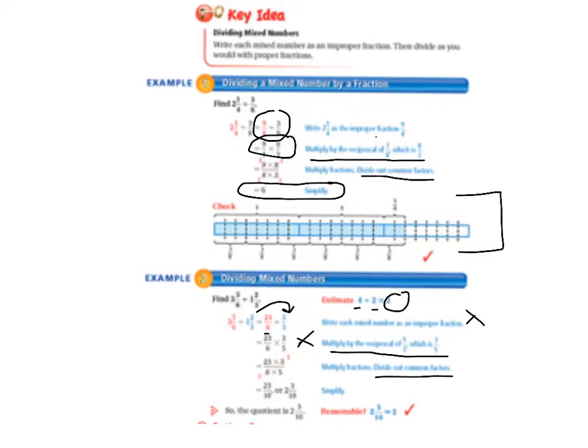5, unfortunately, does not go into 23, so we have to leave that alone. So we multiply the top. 23 times 1 equals 23. 2 times 5 equals 10. But that's still an improper fraction, so we divide the top by the bottom, and we come up with 2 3/10 when we simplify. So the quotient is 2 3/10. Is it reasonable? Is it close to our estimate? And the answer is yes.